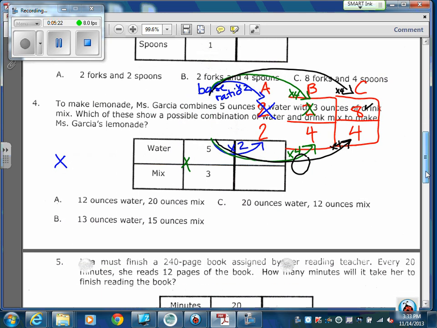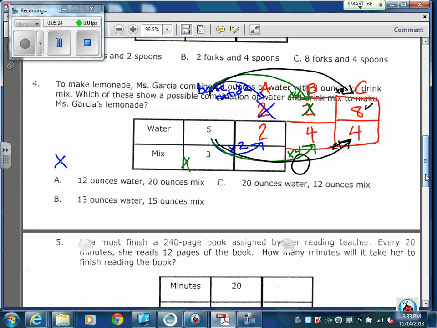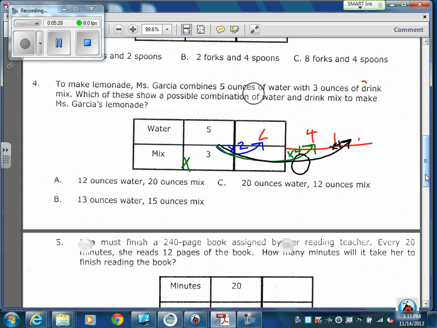Okay, so if you would complete number 4 on your own, it's very similar to the one we just did. So if you'll pause the video, try it on your own, and then come back and check with me. Okay, so you should have done this one on your own.